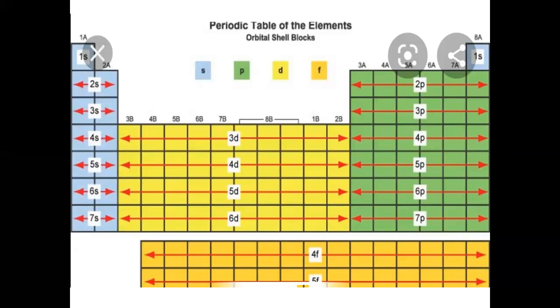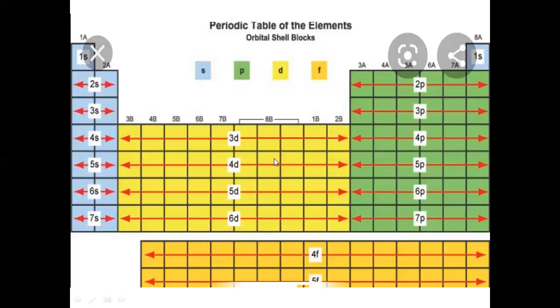So group number 1A and 2A elements are called S block elements, while group number 3A to 8A are called P block elements. Again, the shell number changes. 2p means 2 shells, then 3, 4, 5, 6, and 7 shells are there, but the outermost subshell is P, P, P, P, P. That's why groups 3A to 8A are called P block elements.